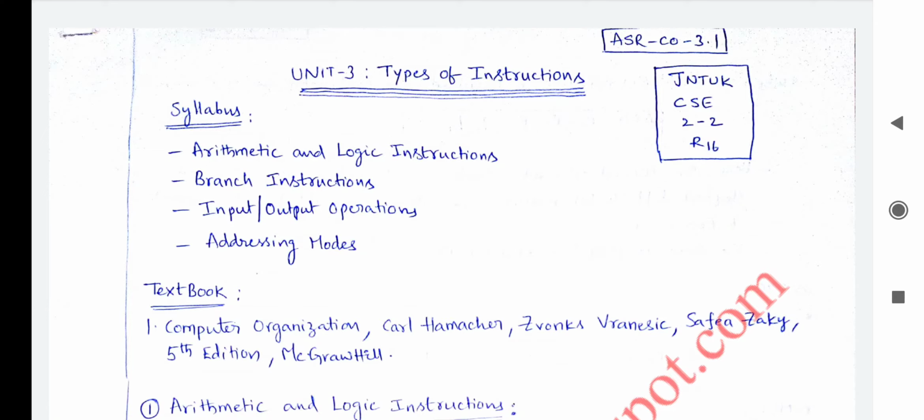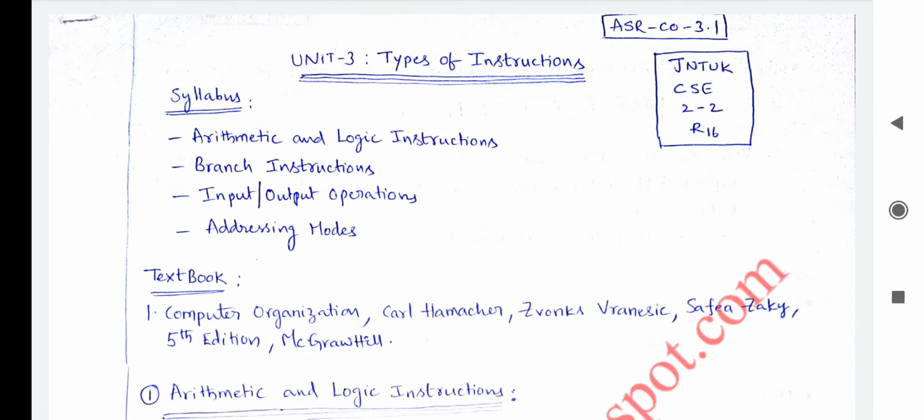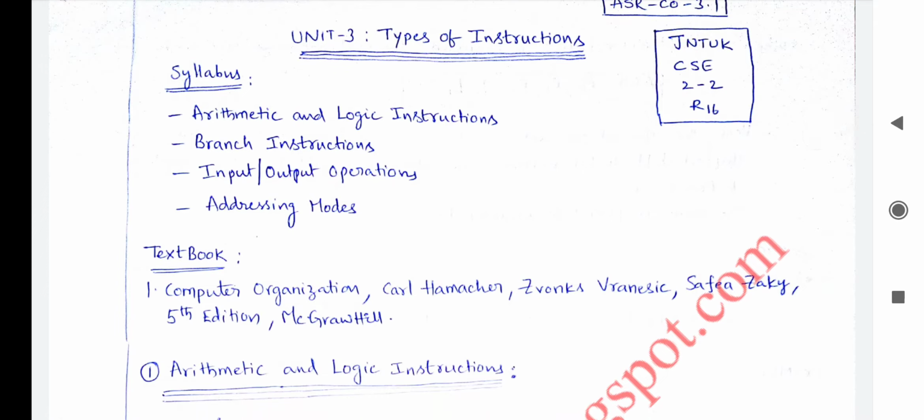Good morning. We completed second unit. Now, third unit, types of instructions. The topics on third unit are arithmetic and logic instructions, branch instructions, input or output operations, addressing modes. Okay, these are the topics which are in third unit. One more time: arithmetic and logic instructions, branch instructions, input output operations, and addressing modes.